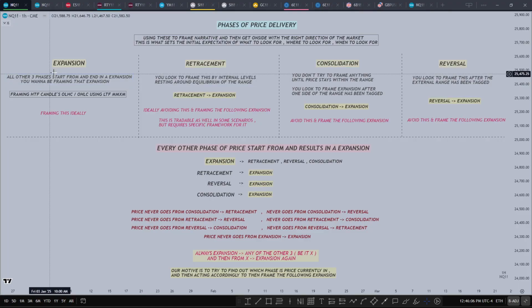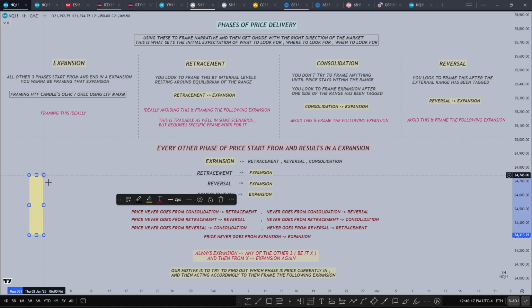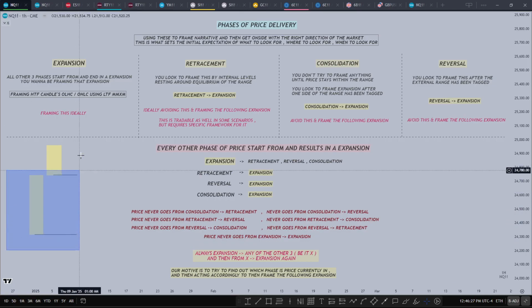Okay, how do we frame expansion? Using high time frame candles OLHC, HLC, aligning it with low time frame MMXM, like candles expanding towards the draw, framing the OLHC of these candles using low time frame, framing expansion in there. This is how I frame expansion. I will not go much deeper into it. I have taught it many times.